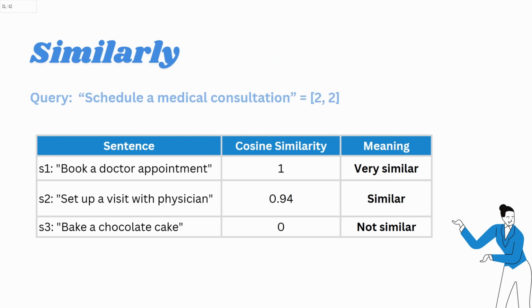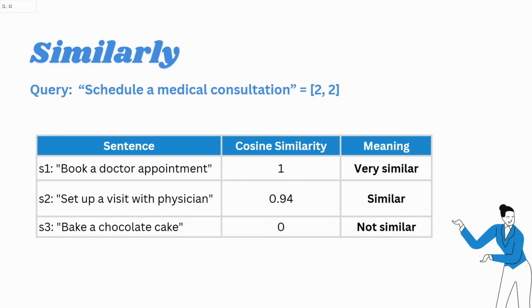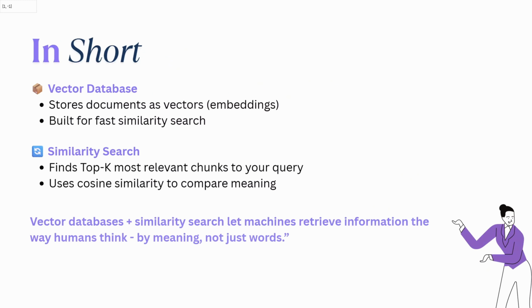Similarly, if we calculate cosine similarity scores for all the sentences, we get something like this. We see that S1 and S2 are very similar to our query. On the other hand, S3 is completely different. This shows how cosine similarity allows us to mathematically compare meaning, not words, and retrieve the most relevant content based on direction and not distance.